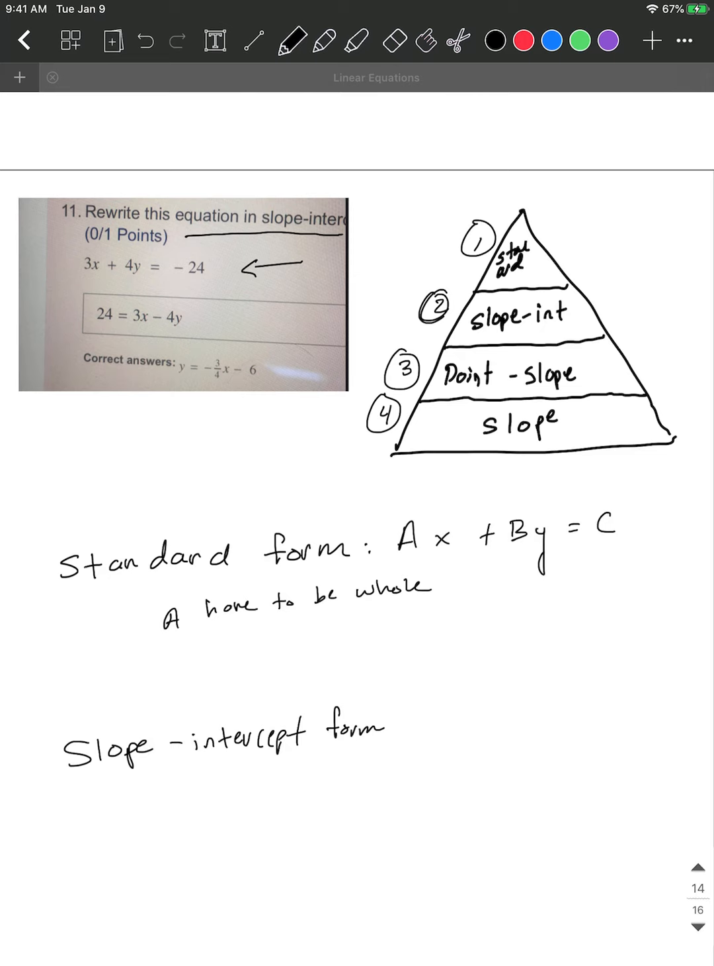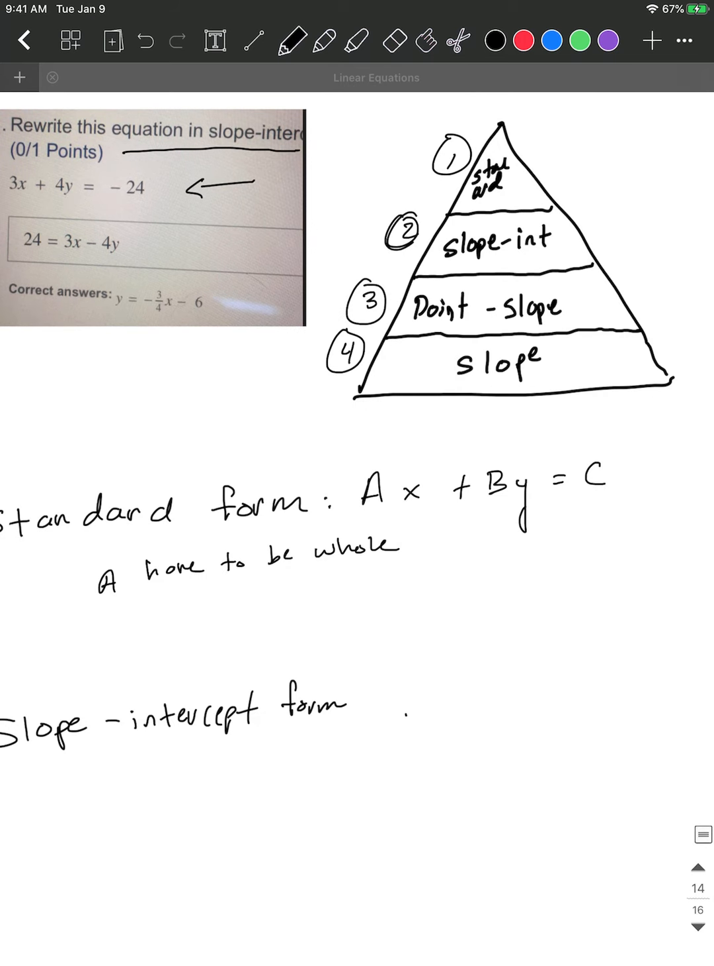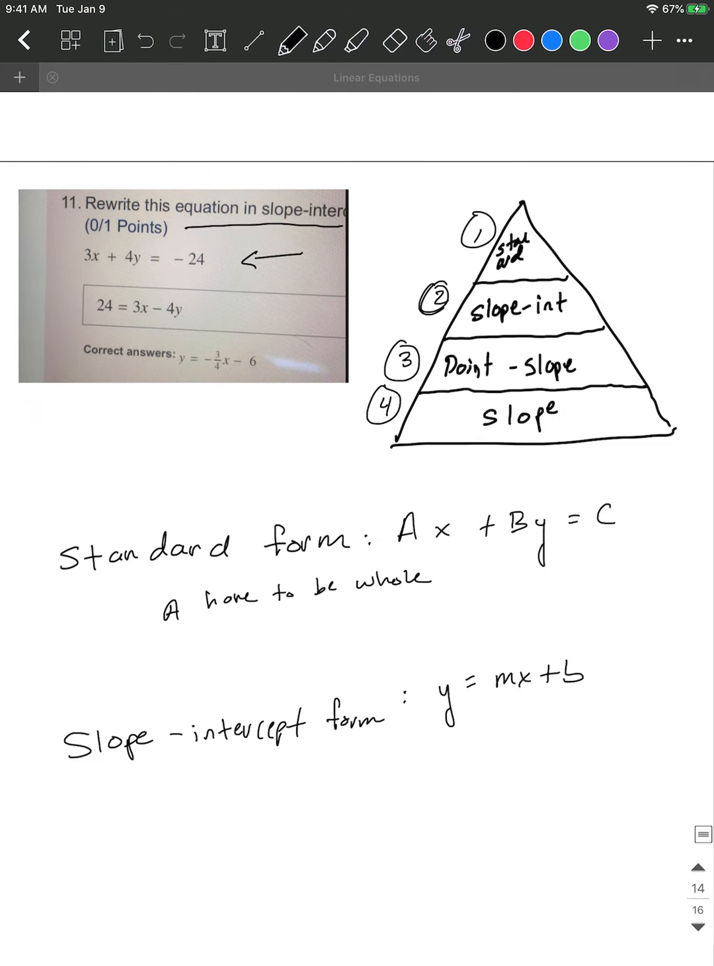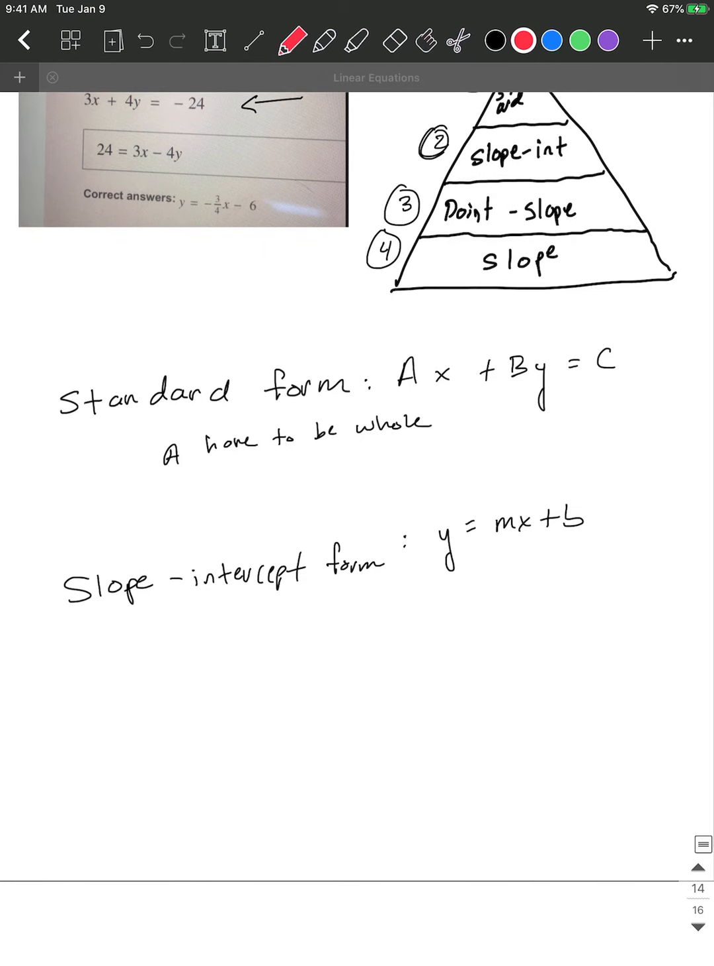To go from standard form, ax plus by is equal to c, we need to get it to look like the slope-intercept form, y is equal to mx plus b. But the way that I think about it is you just want to solve for y. That's literally my big tip to you: solve for y. That's the whole point of this. So we're going to take a look at how to solve it.